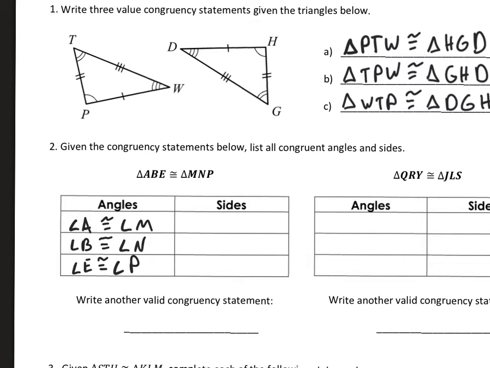That's what I got. Now the sides take a little bit more, but AB will be one side, and that's going to go with MN. And remember, we're going to use line segments here, so I put the line segment on top and the congruent statement in between. All right, let's come up with another side. So BE should match up with NP. So segment BE will be congruent to segment NP.